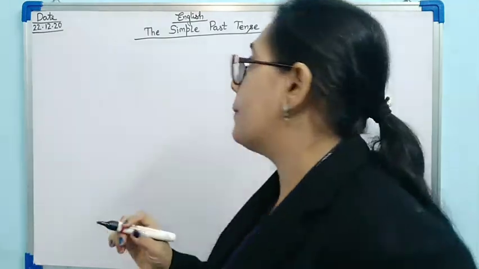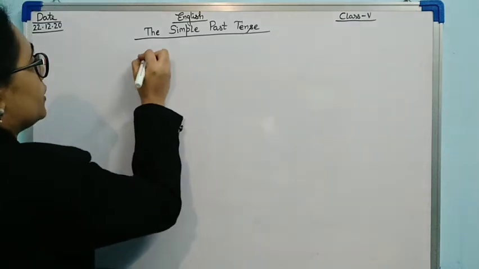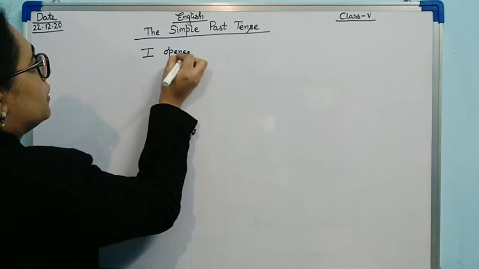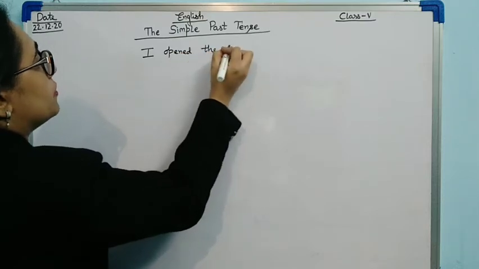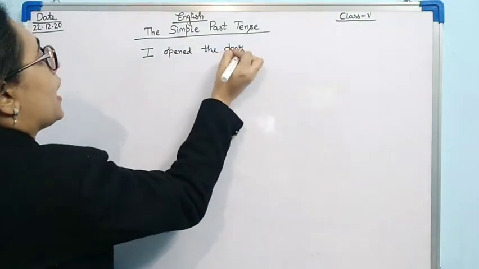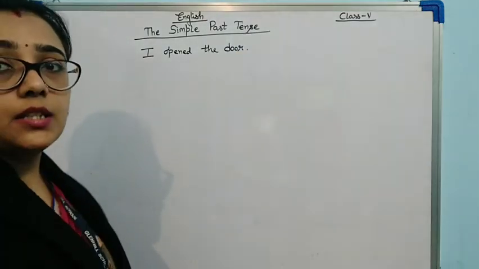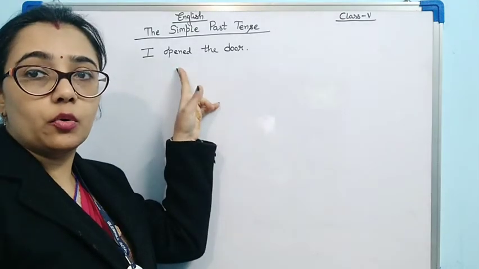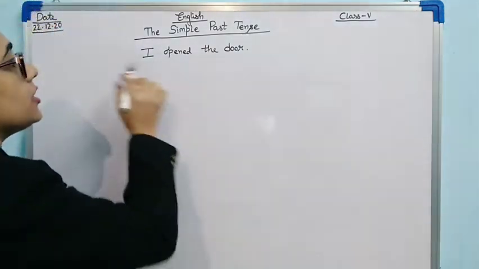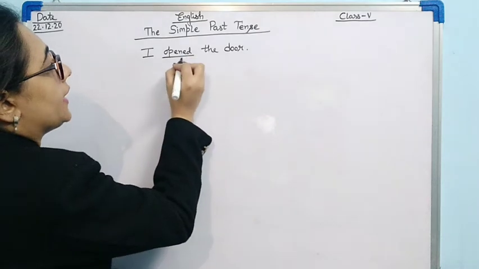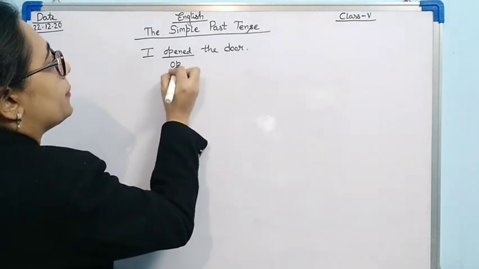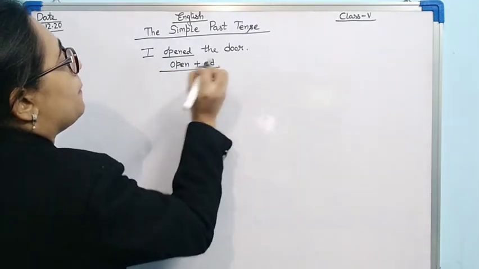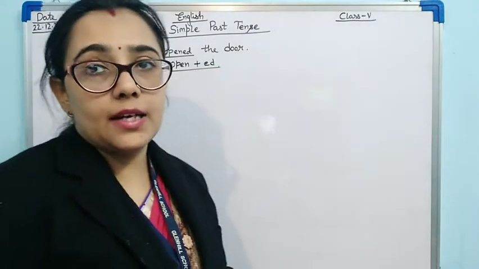Let's take some examples. I opened the door. Okay, I opened the door. That means I have already done some action. What action? I have opened the door. This is shown by adding ed to the word. Open is the base word, and ed is added to the base word to make it past tense.